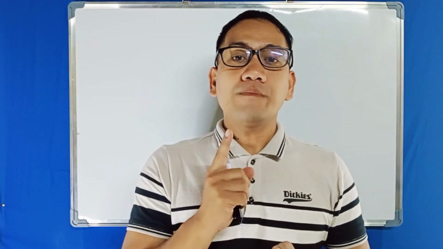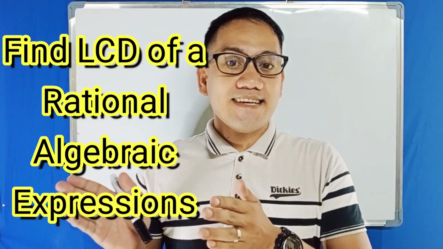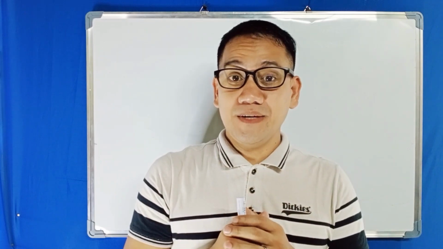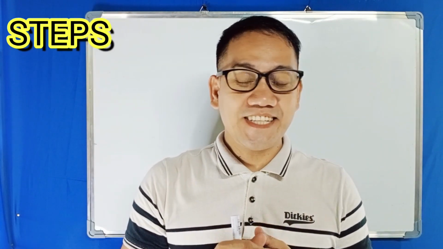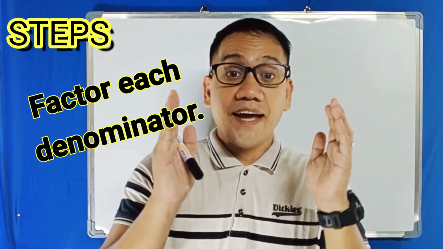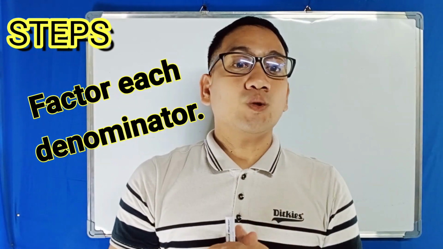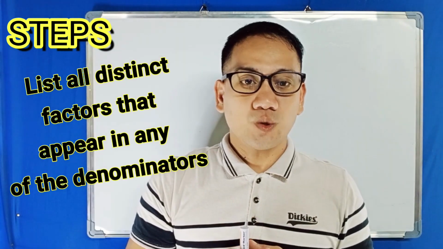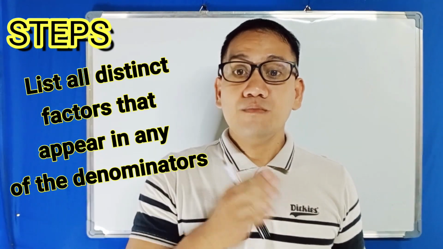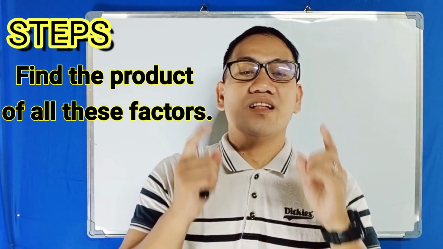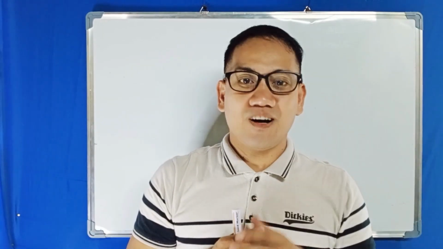But for today's video, we will be focusing only on how to find the LCD or least common denominator of our rational algebraic expressions. With this, let's determine the different steps on how to find the LCD. First, factor each denominator. Express as powers any factor that occurs more than once. Second, list all distinct factors that appear in the denominators. When the same factor appears in more than one denominator, get only the factor with the highest power. Third, find the product of all these factors. This is now your LCD or least common denominator.